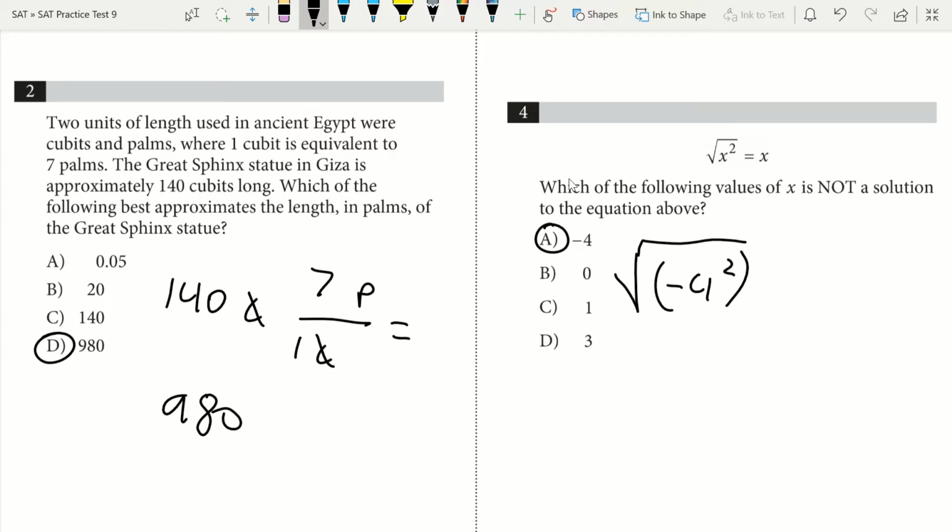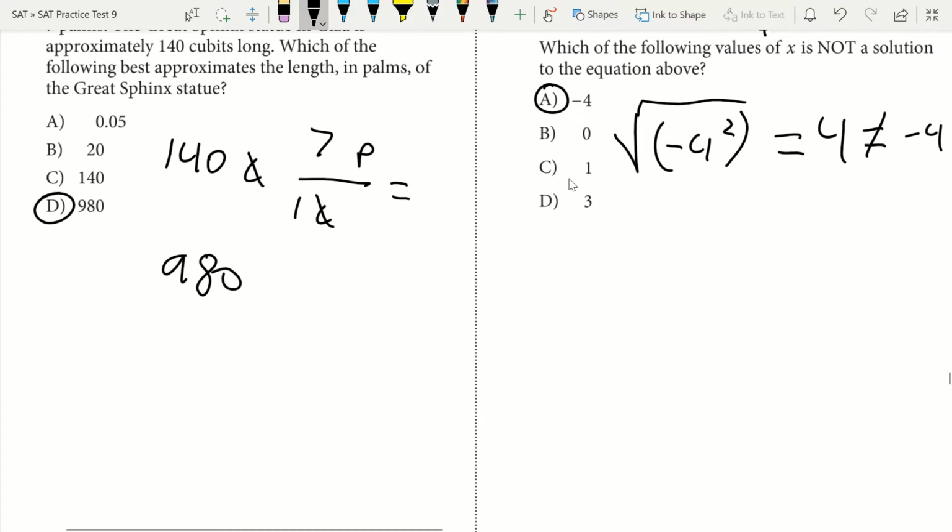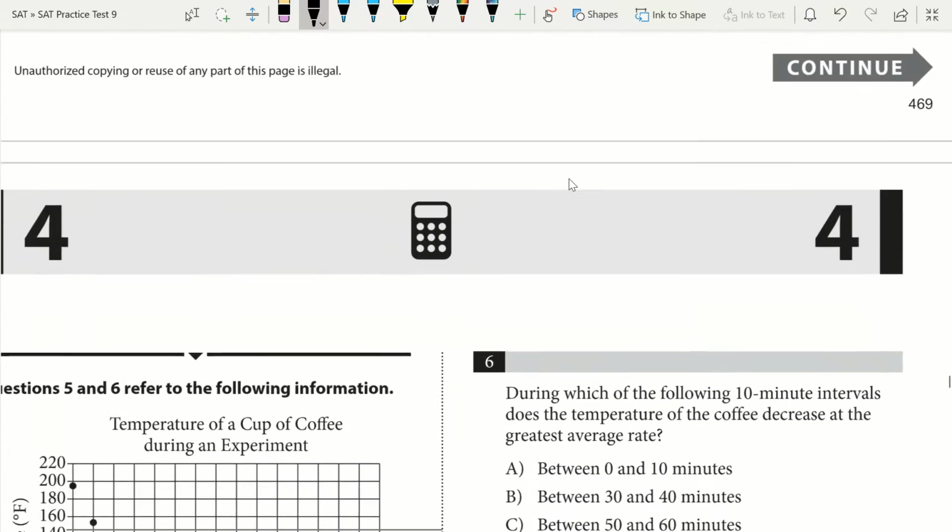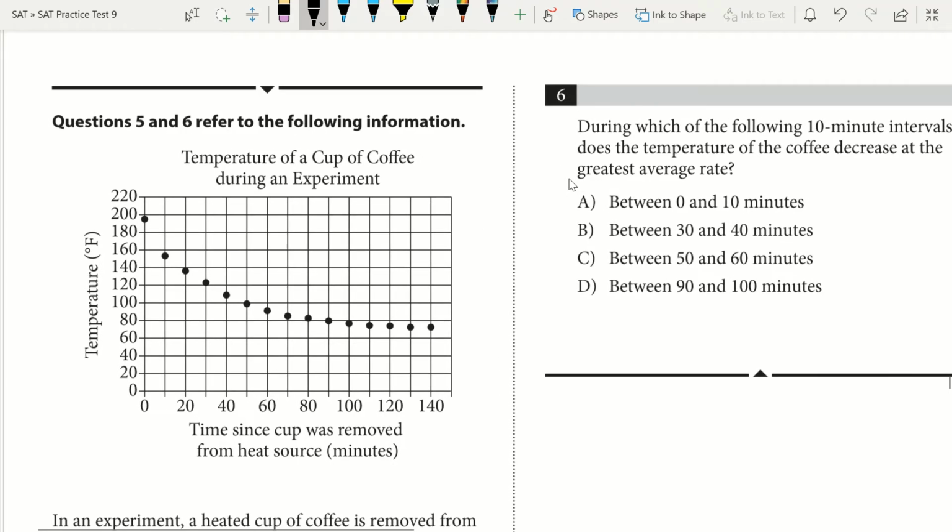Root 16 has to equal 4. What does root 16 not equal? It does not equal negative 4, right? Those don't equal. And my x would be negative 4. So answer A is not a solution, which means it is my answer. My answer is A.